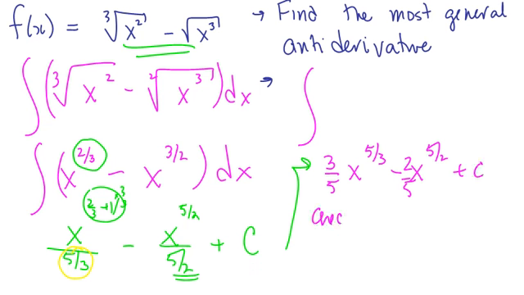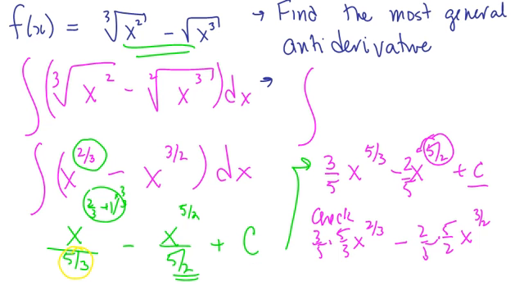Let's just check this answer by taking the derivative. If I take the derivative of this, notice it's 3/5 times 5/3 x, subtract 1, so I get x to the 2/3, minus 2/5 times 5/2 x, reducing this power by 1, so that's 3/2, and the derivative of any constant is 0. These cancel, and I end up with what I started with, x to the 2/3 minus x to the 3/2.